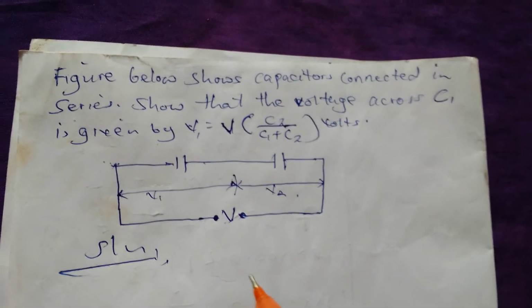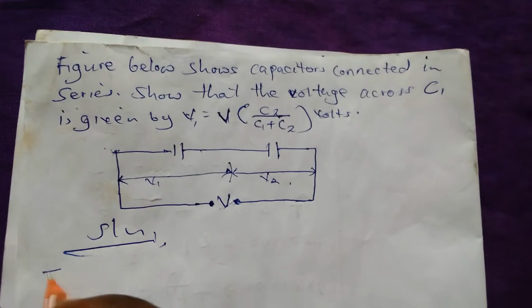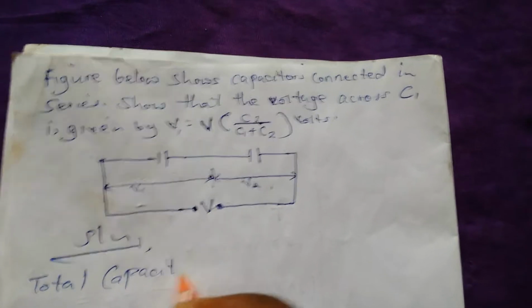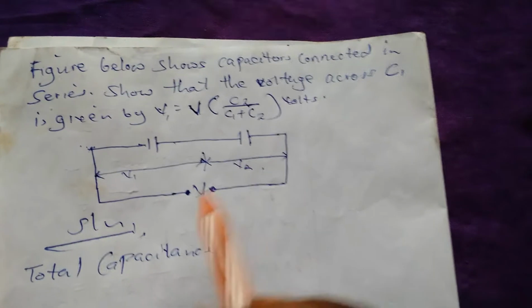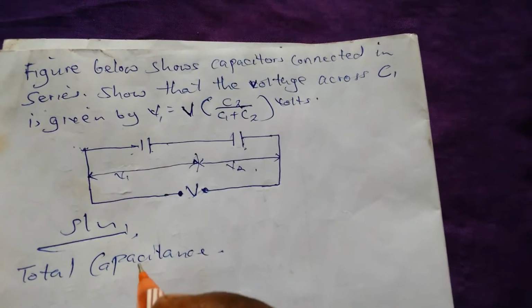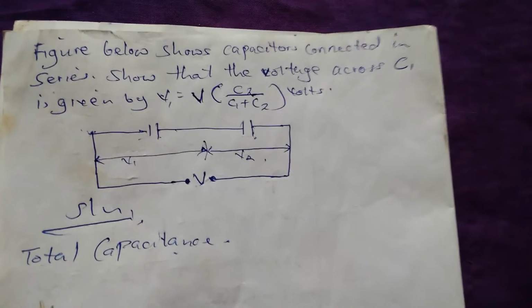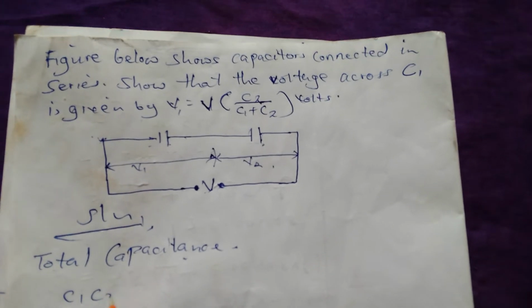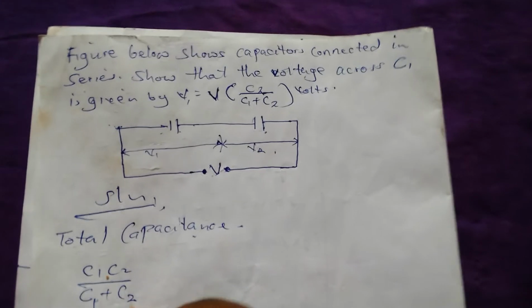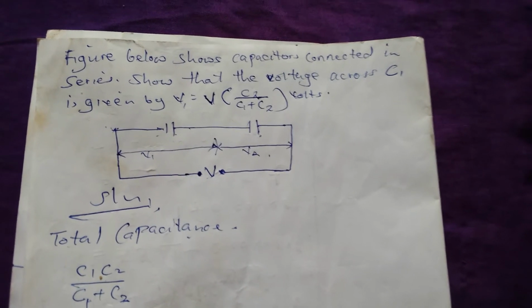The first thing to do here is to find the total capacitance. Our capacitors are connected in series, so the total capacitance for capacitors connected in series is given by C1 C2 over C1 plus C2. This is the formula for two capacitors connected in series.